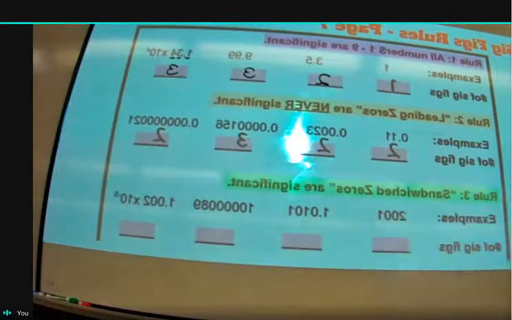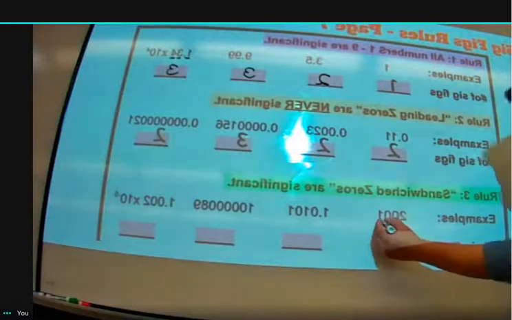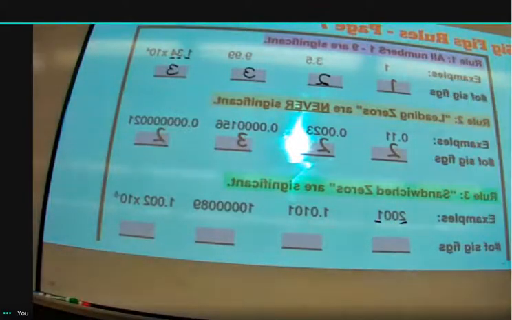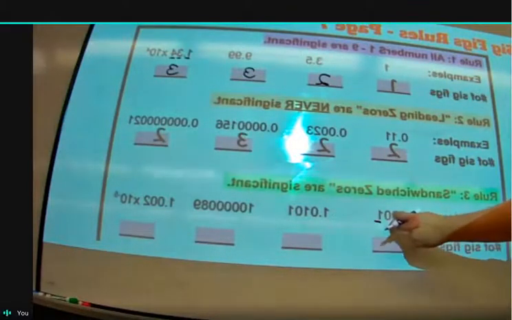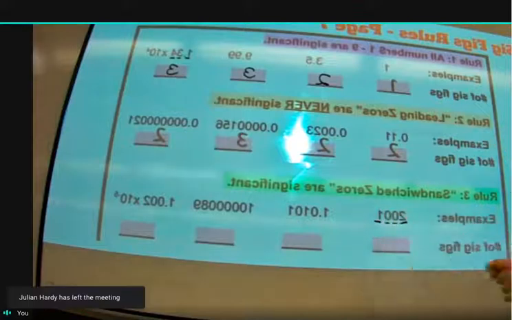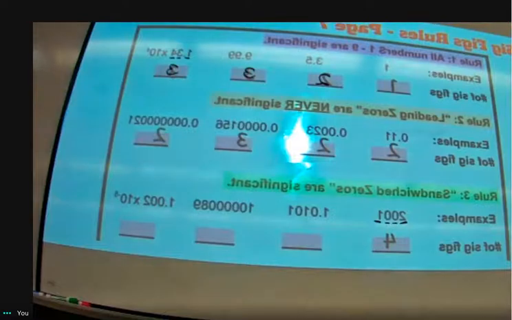Sandwich zeros are the best. They are significant, right? And a sandwich 0 is a 0 that's stuck in between digits that aren't 0. So see these zeros in the number 2001? They're sandwiched in there. That means they are significant. So the 2 and the 1 definitely count because they follow rule 1, right? These zeros, though, stuck in the middle, are significant. So here we have 4 significant figures. So we've got to be careful with our zeros.